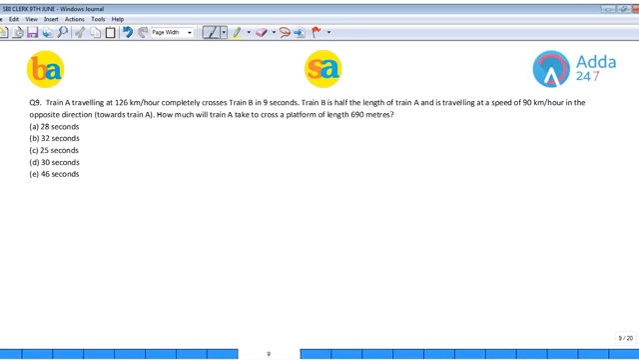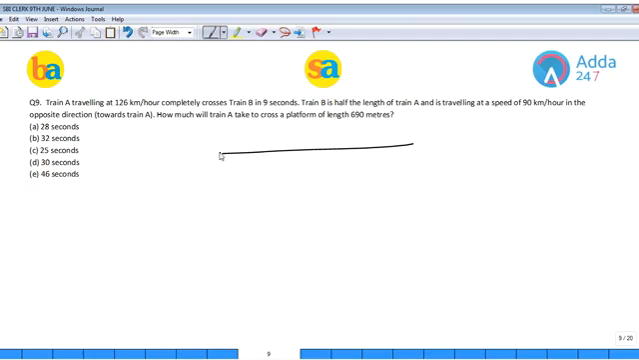Question number 9. Train A traveling at 126 km per hour completely crosses train B in 9 seconds. Train B is half the length of train A and is traveling at a speed of 90 km per hour in the opposite direction towards train A. How much will train A take to cross a platform of length 690 meters?